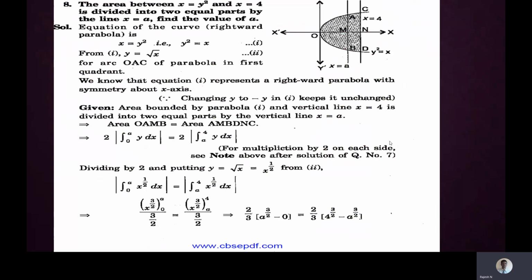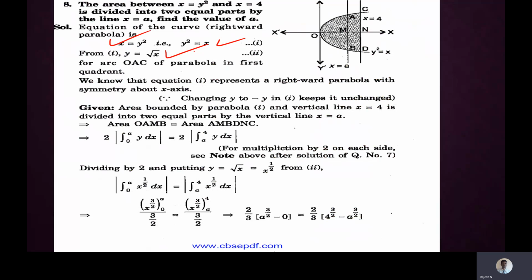When the area between x is equal to y squared and x is equal to 4 is divided into 2 equal parts by the line x is equal to a, find the value of a. So here the area is given. So x is equal to y squared and x is equal to 4 is divided into two equal parts. x is equal to 4 is a line, and x is equal to y squared is a parabola. So x is equal to y squared means y squared is equal to x.